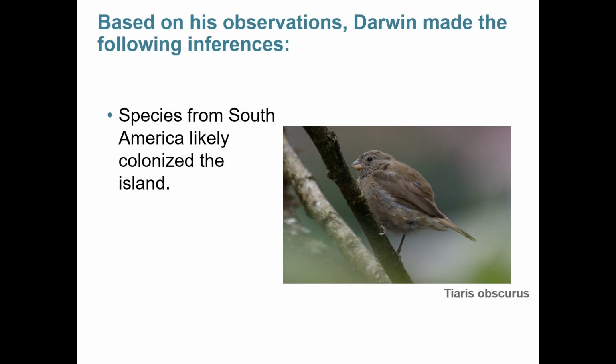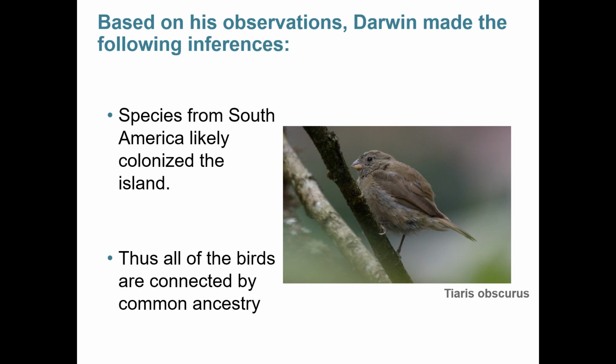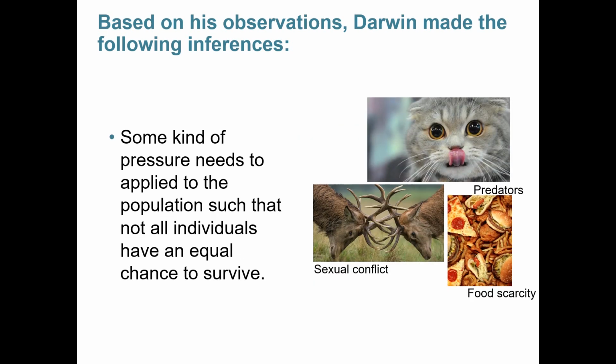Now, the bird that you see on the right here, Tiaris obscurus, is the actual descendant of all of Darwin's finches. This has been confirmed by genetic analysis, so he wasn't too far off. This meant that all of the birds were connected by common ancestry. He also thought about, why are all these birds so different from one another? Some kind of pressure in their environment had to be applied.